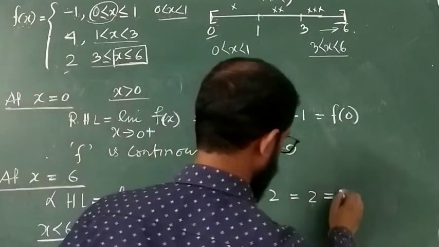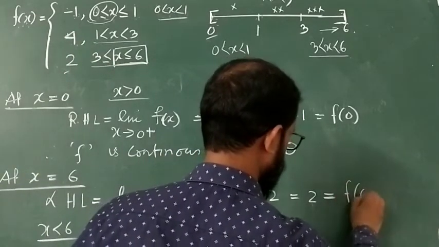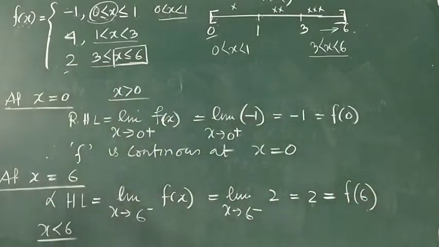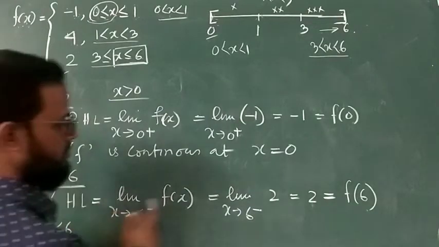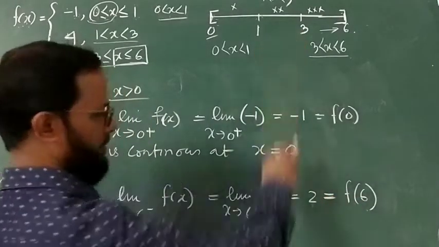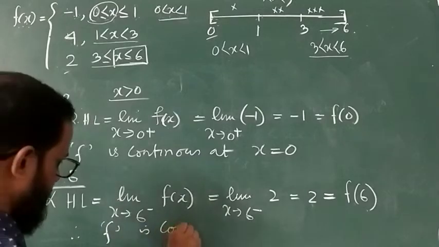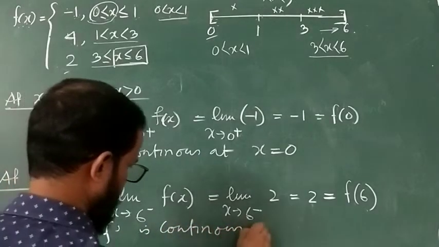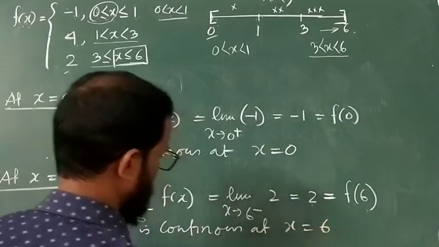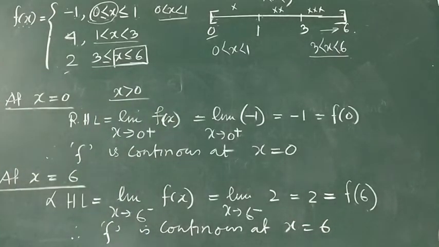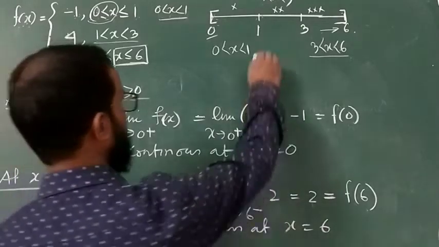So this 2 can be written as f(6). So this satisfies the condition of left hand limit equal to functional value at the right hand point, and therefore you can conclude that the function is continuous at x equal to 6. Therefore you can write f is continuous at x equal to 6. Now we are going to check another 2 points, that is 1 and 3.